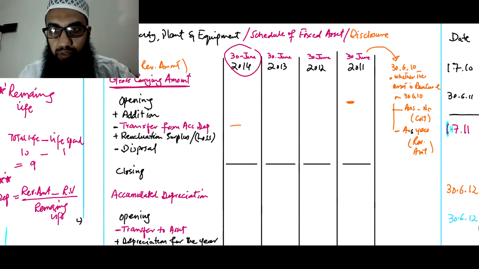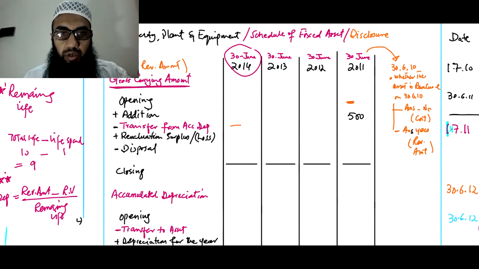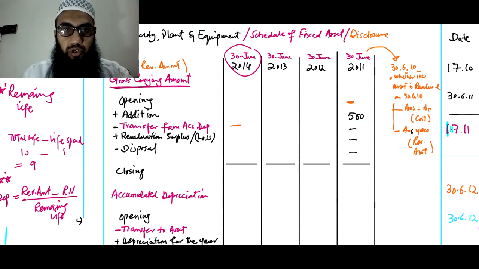Addition is 500. From the question, it is clear that asset is not revalued, so there is no chance of transfer. Asset is not revalued, there is no surplus, assets are not disposed. So your gross carrying amount, your cost is 500. Aapki cost 500 aa jayegi.